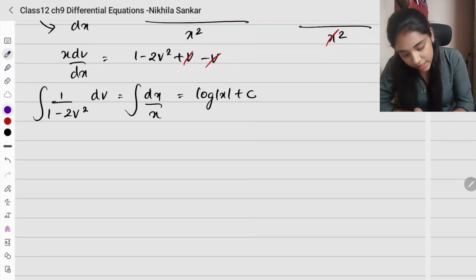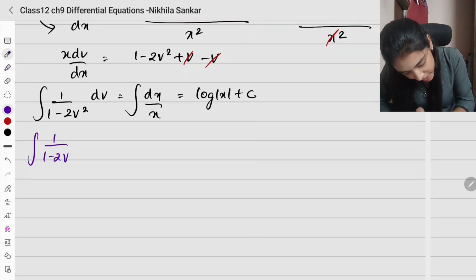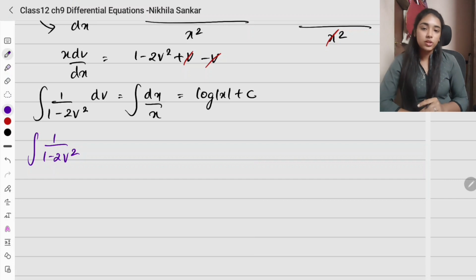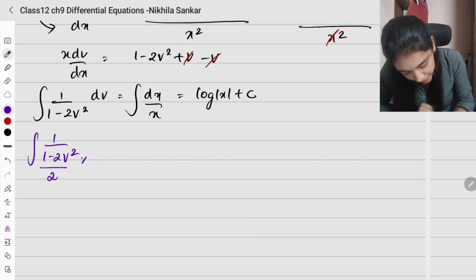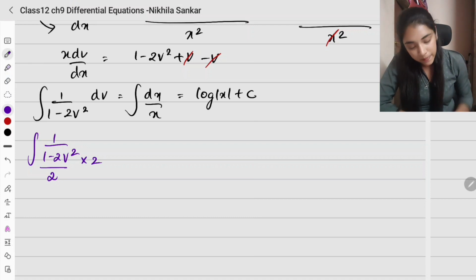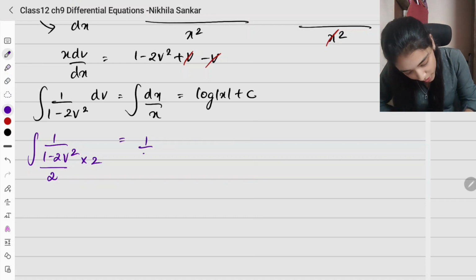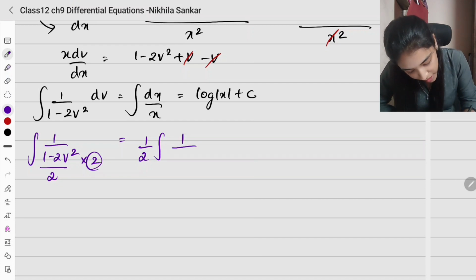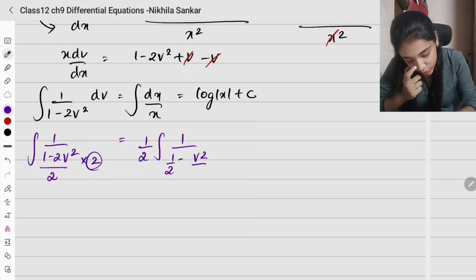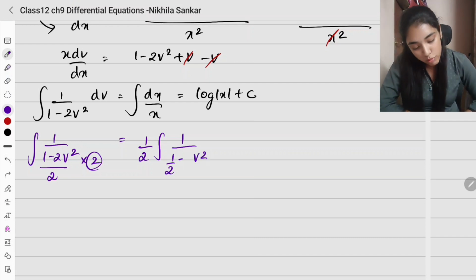இப்போ left side என்ன இருக்கு? Integral of 1 by 1 minus 2v square இருக்கு. I want the coefficient of v square to be 1. So what am I going to do? I'm going to divide by 2 and multiply by 2. Okay? So this will be 1 divided by 2 integral. இந்த 2 வெளியில வந்துச்சா 1 divided by 2 integral of 1 divided by 1 by 2 minus v square, divided by the 2 and 2 cancel ஆயிடும். So I'll have 1 by 2 minus v square.